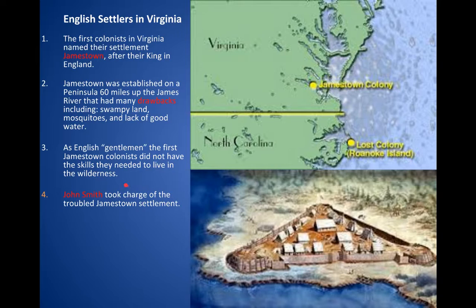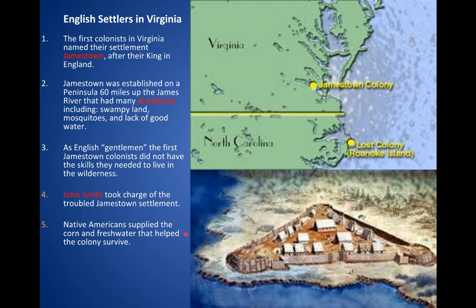But to fix that, they put John Smith in charge. John Smith was a great leader from England. He kind of whipped these gentlemen into shape. A famous quote from him was that those who don't work won't eat. So if these gentlemen just thought they would go out and explore new lands and not work on building the fort or work on farming the land, they wouldn't get to eat. So John Smith turned things around for Jamestown and got it back on track. John Smith was the leader of the Jamestown settlement.